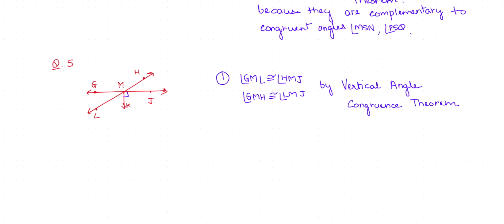So in this, we can see that GML is congruent to HMJ because by vertical angle theorem, they are cutting the lines like this. And in GMH, this angle is congruent to LMJ, again by vertical angle theorem, like this.